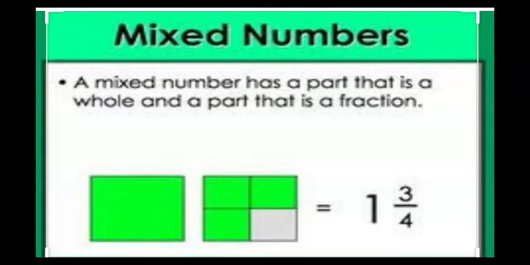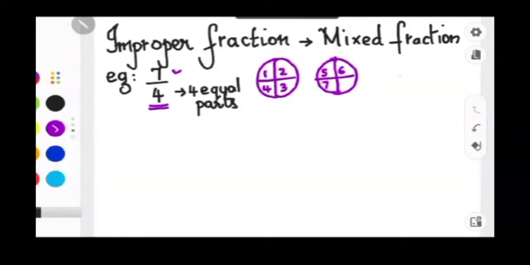And here the whole shaded is one whole, so it makes 1 3 upon 4. Whenever you see a whole number, or a whole along with a fraction, we say it is a mixed fraction or mixed number. Now let's learn how exactly improper fractions can be converted to mixed fractions, looking at the diagrammatic representation of the example given to you.